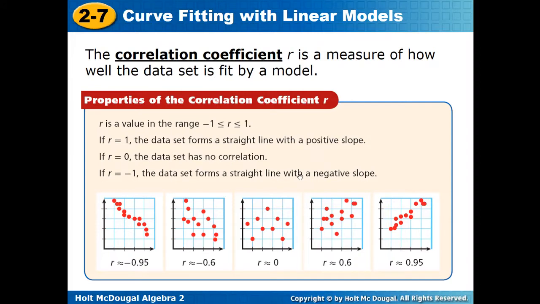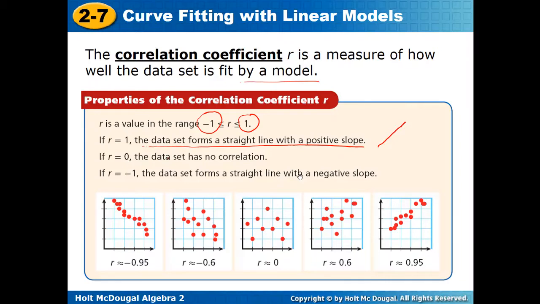Okay, so now when we see these points, there's a thing called a correlation coefficient r, and it's a measure of how well the data set is fit by a model. Okay, so r is going to be somewhere between -1 and +1. All right, so let me tell you what each of the r's mean. When r equals 1, a total whole 1, that means the data set forms a straight line with a positive slope. So it's going to be totally a straight line. All your dots are going to be right on the line.